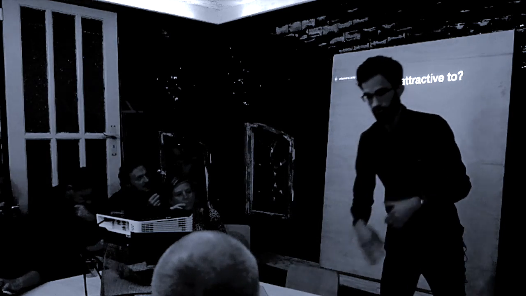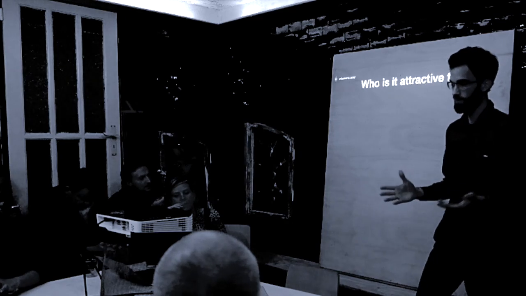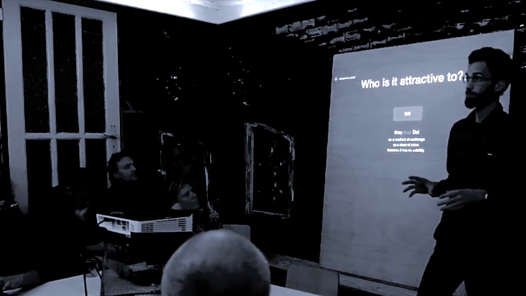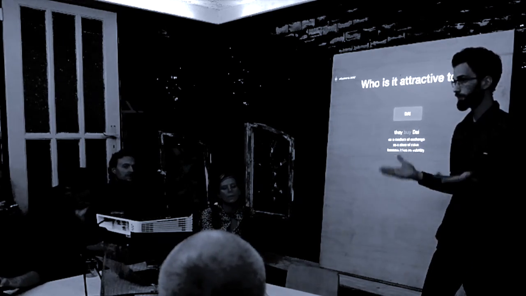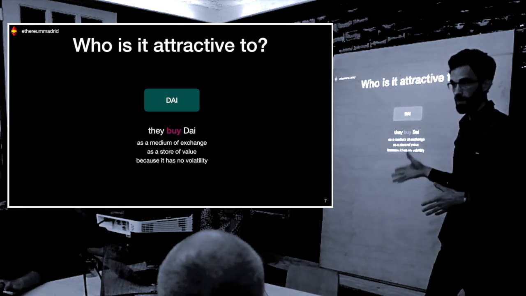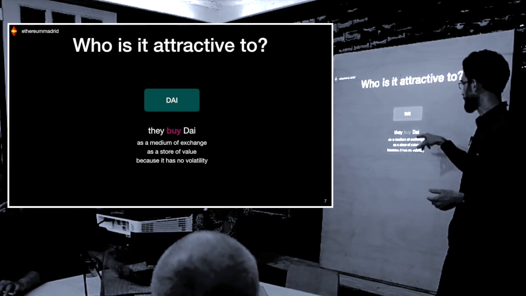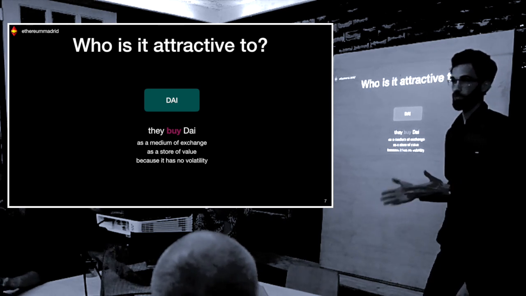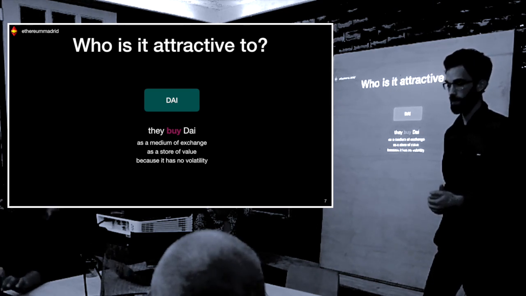Okay, so why would anyone participate in this system? Why is this attractive, and to whom? And we can see three kinds of persons here interested in making this work. The first one would be the user, who would buy DAI in order to pay bills and stuff like that, and want to use this as a medium of exchange, a storage of value, because it has no volatility. So I can use this as a way to pay whatever I need to pay.